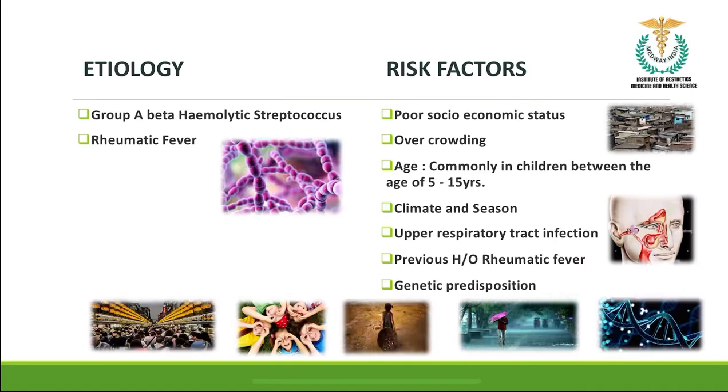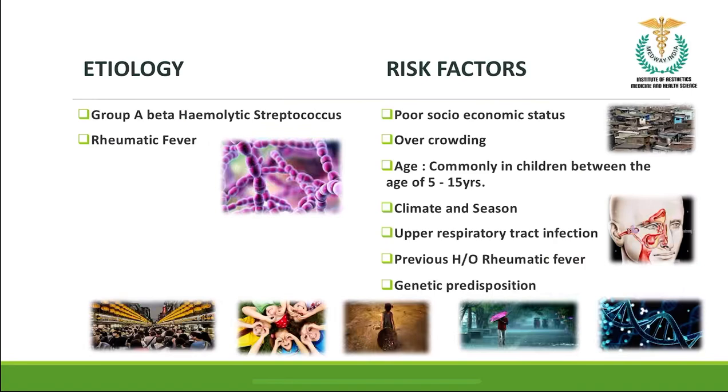Upper respiratory tract infection. Rheumatic fever is an outcome of the upper respiratory tract infection, which is caused by the group A beta hemolytic streptococcus bacteria. Because of the infection caused in the upper respiratory tract, mainly in the tonsillopharyngeal area, pharyngitis, this can lead to rheumatic heart disease. So those who have an upper respiratory tract infection are also prone to get RHD.